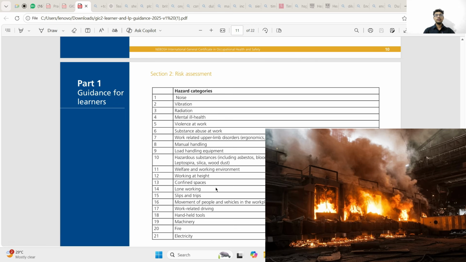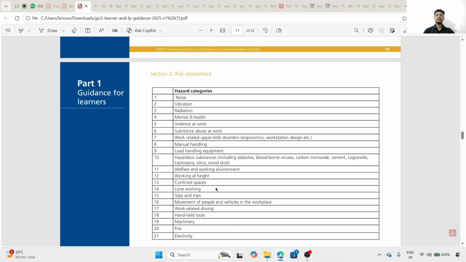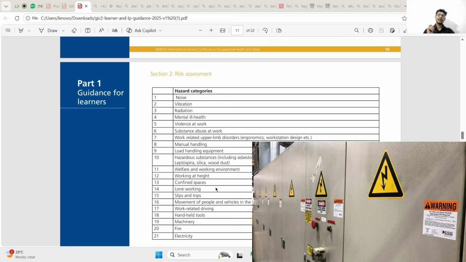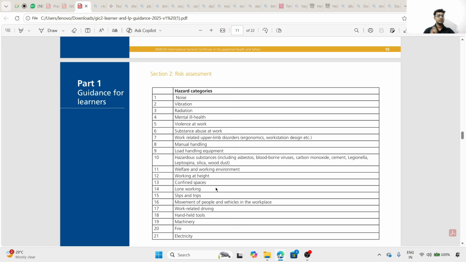Then fire. This is a common hazard that is there in every industry. Each and every industry, fire hazard is always there. And 21, the same thing: electricity. We know in every industry there is electricity, and hence electrical hazards are there as well. So in the risk assessment, you can choose this also. From these you can choose the hazards and make your risk assessment.